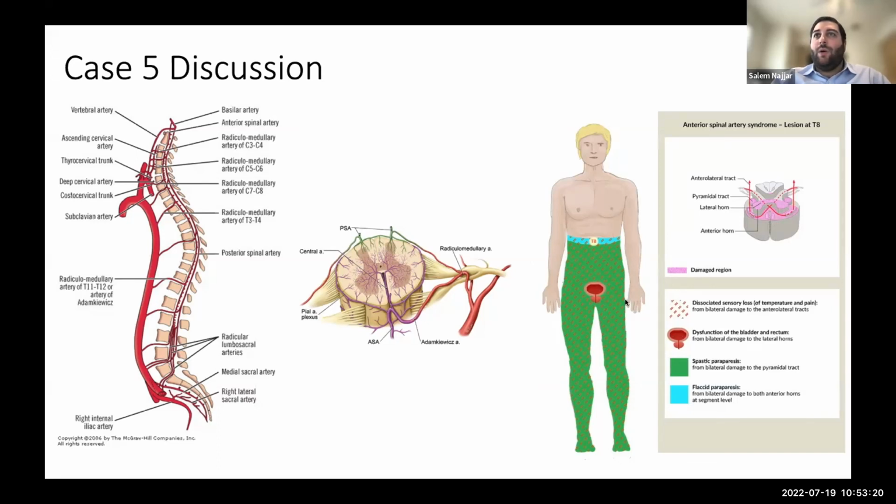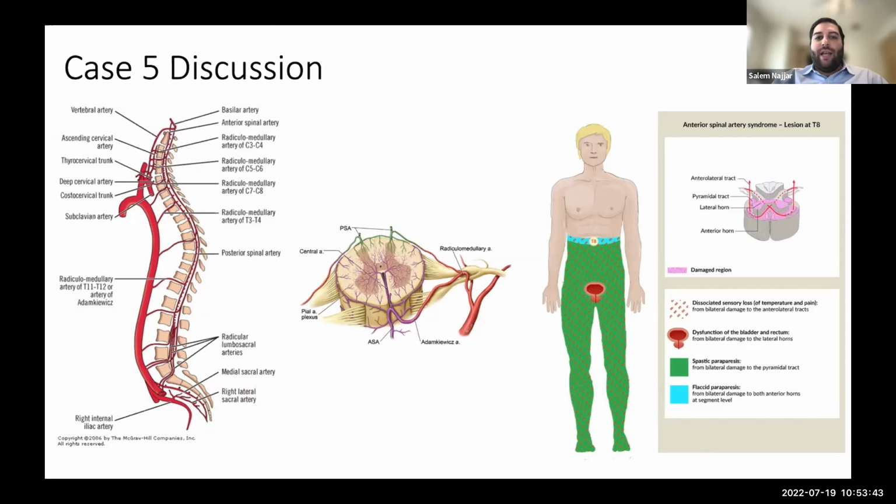So basically the whole idea here is that aortic repairs can result in injury to the artery of Adamkiewicz. And therefore it can cause an issue with this watershed area. And it's the only major vessel that supplies the spinal cord below the level of T8-T9 for this ASA, anterior spinal cord distribution.